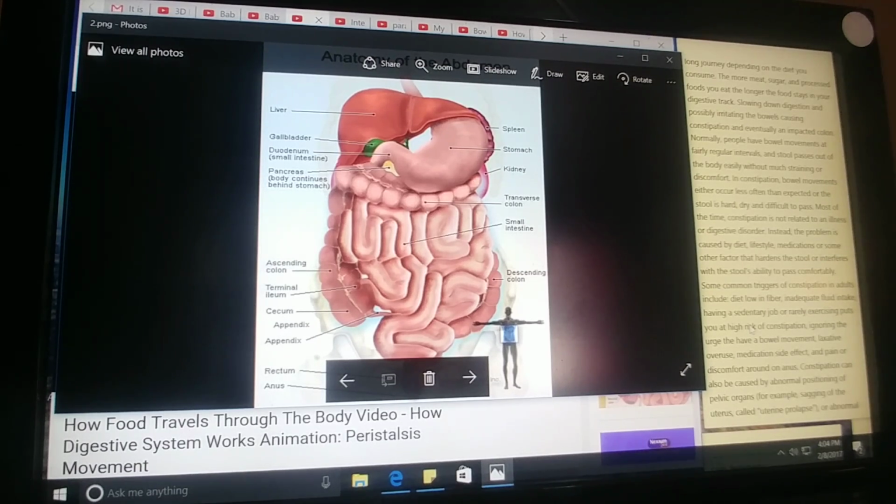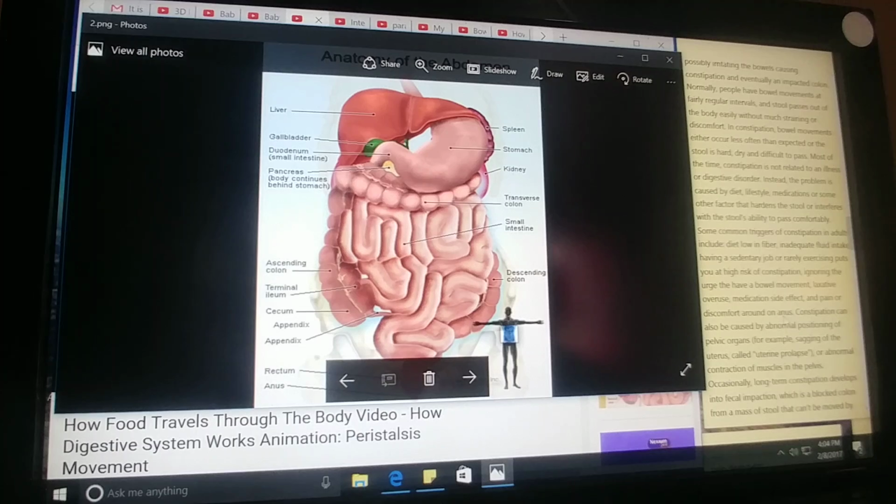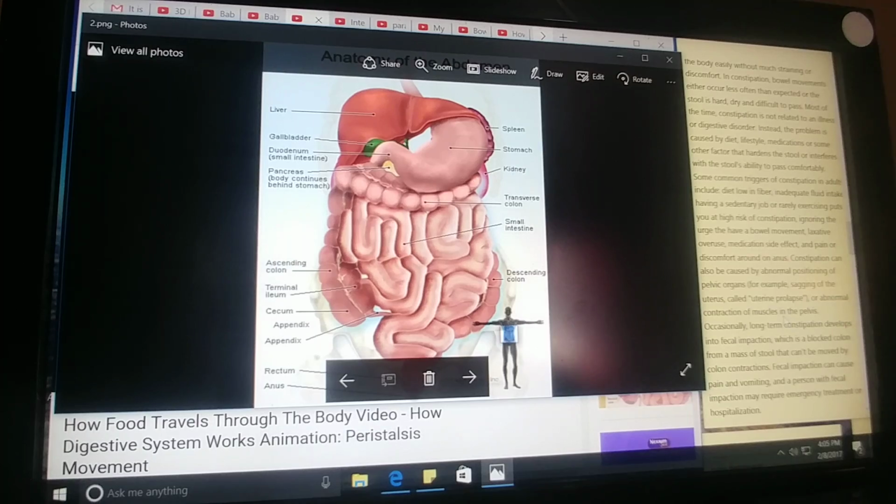Some common triggers of constipation in adults include a diet low in fiber, inadequate fluid intake, having a sedentary job or rarely exercising, ignoring the urge to have a bowel movement, laxative overuse, medication side effects, and pain or discomfort around the anus. Constipation can also be caused by an abnormal positioning of pelvic organs, for example, sagging of the uterus, called uterine prolapse, or abnormal contraction of muscles in the pelvis.